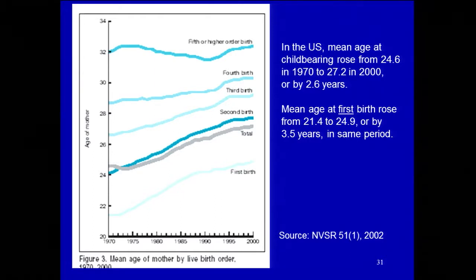This graph shows the mean age of childbearing for the United States, having risen from 24.6 in 1970 to 27.2 in 2000. So the mean age at first birth rose from 21.4 to 24.9, or by 3.5 years in this same period. So an older mean age at childbearing obviously means that there is more delayed childbearing. And especially if we look at it for first births, we can see that there is considerable delay of the first birth happening in the United States over this period.